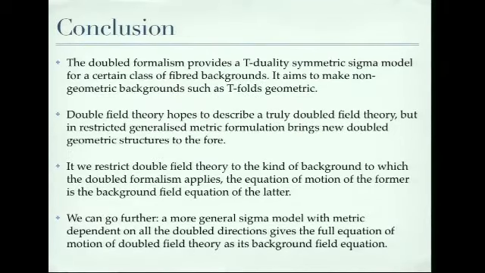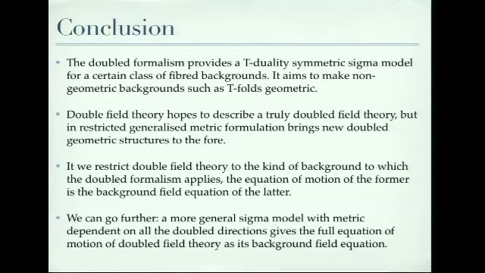Okay, so just to conclude, the double formalism provides a t-duality symmetric sigma model for a certain class of fiber backgrounds, and it aims to make non-geometric backgrounds such as t-folds geometric. On the other hand, we have double field theory, which describes a truly doubled theory, but is restricted to the strong constraint, to the generalized metric formulation. But it brings new double geometric structures to the fore. We have some kind of generalized notion of the Ricci tensor, and we'd like to understand the full doubled differential geometry of that.